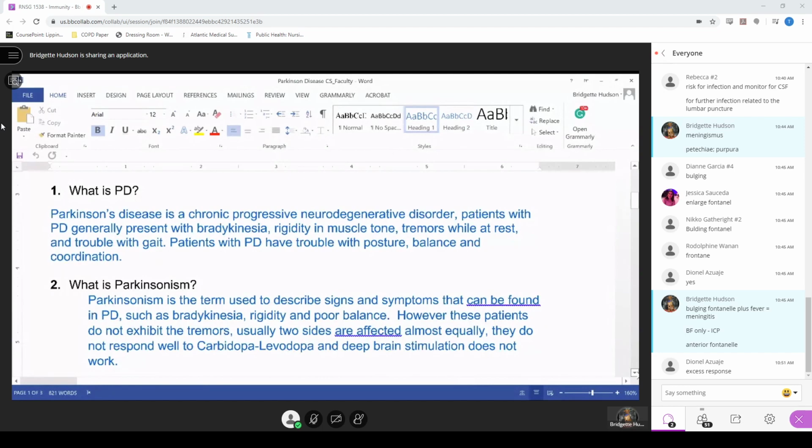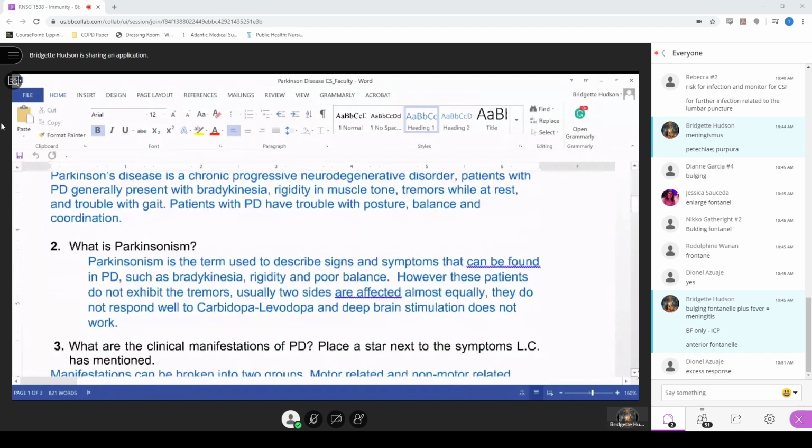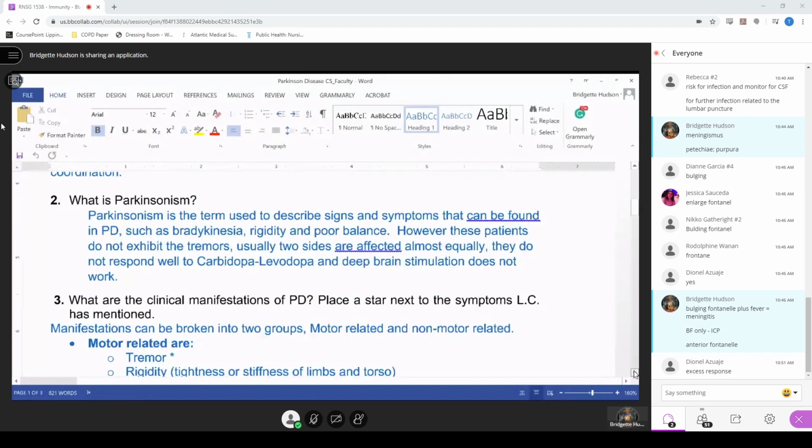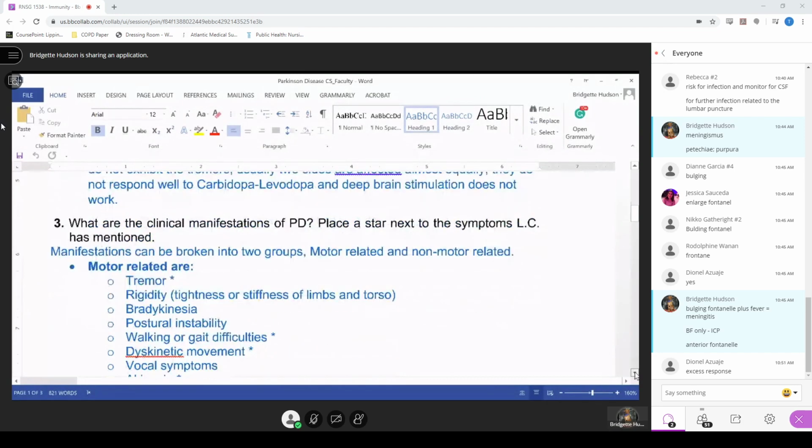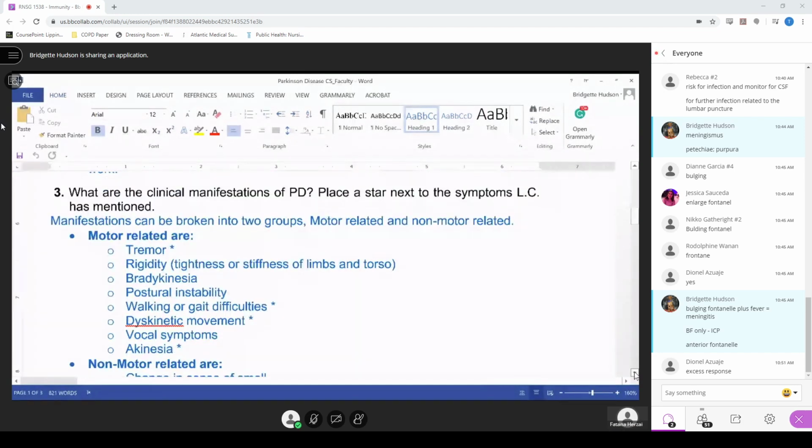What are the clinical manifestations? So place a star next to the signs and symptoms listed above. So here, you can break it down like this. These are the motor ones, which is quite a bit. So tremors, akinesia. What is akinesia? And what is significant about akinesia?